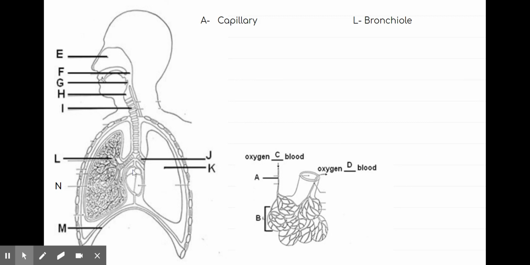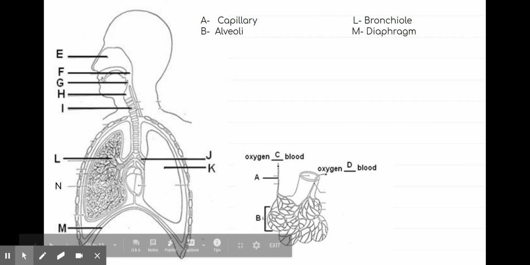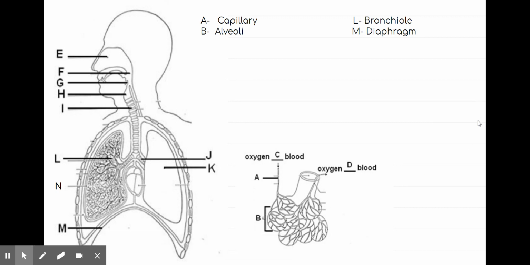L, which is all the way over here, is a bronchiole. We'll talk about what all these are and their functions shortly. B is known as an alveoli. That's these little grape-looking sacs here. Those are alveoli. Alveoli are where gas exchange happens. And M on the big diagram is your diaphragm.